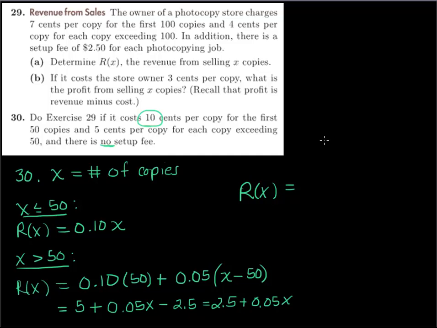My revenue then is a piecewise function, right? 10 cents per copy, as long as X is less than or equal to 50. And then what's my revenue for anything over 50? That is going to be 2.5 plus 0.05X for any number of copies greater than 50. I hope that makes sense. I can't believe I didn't do that.